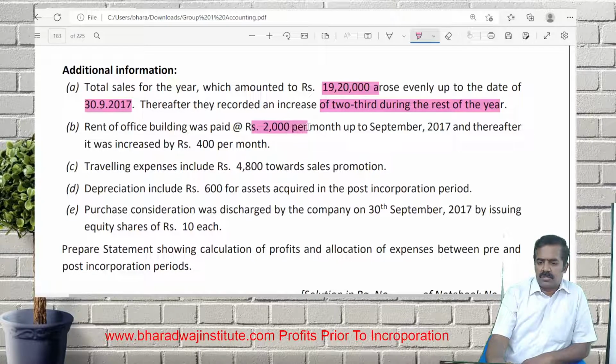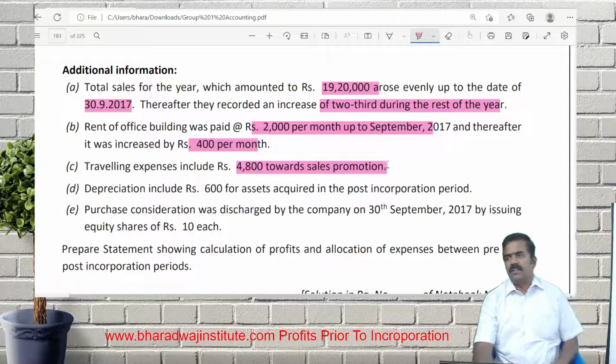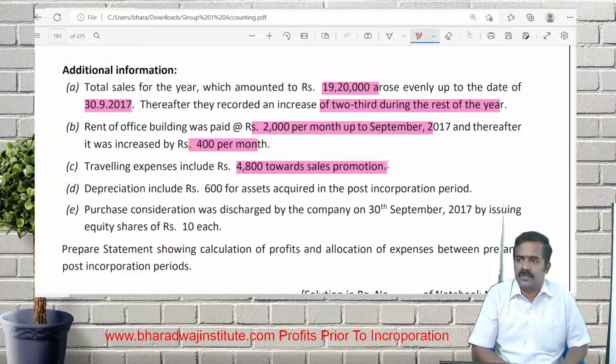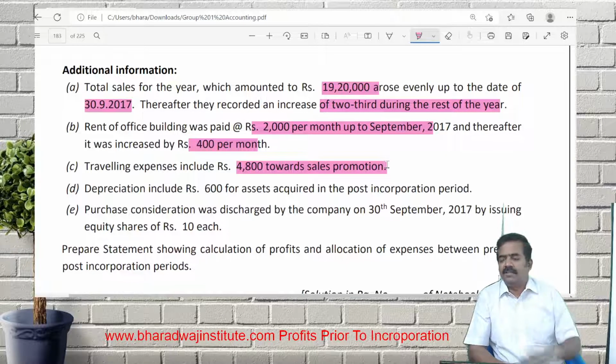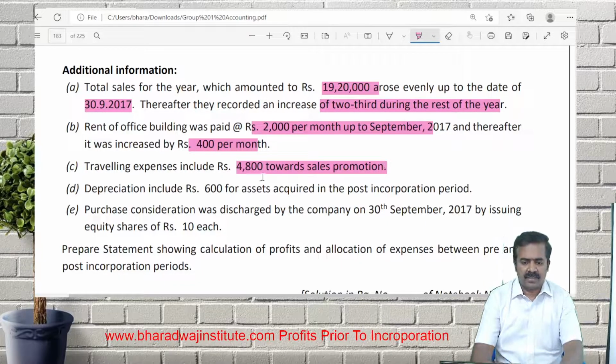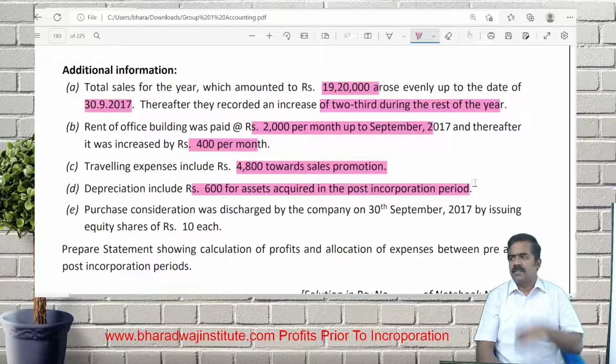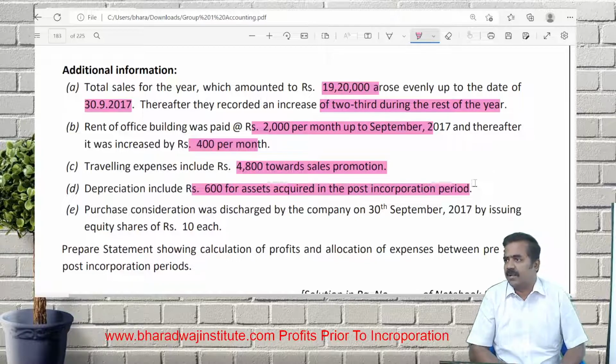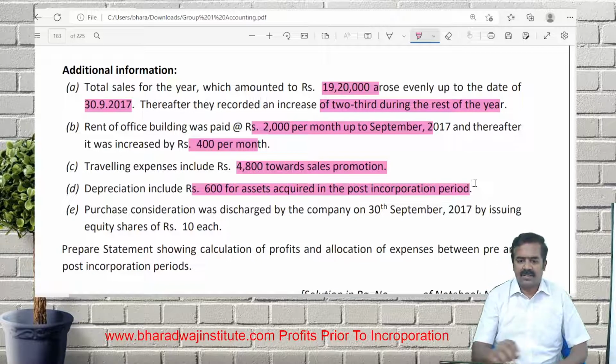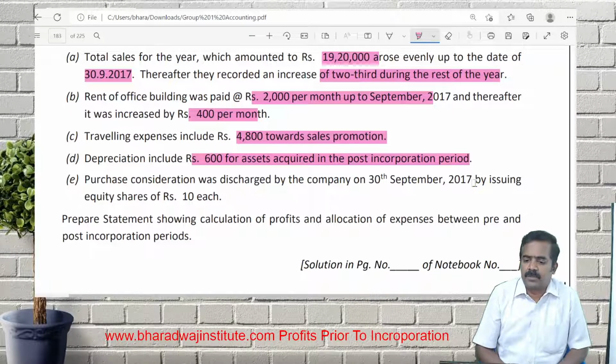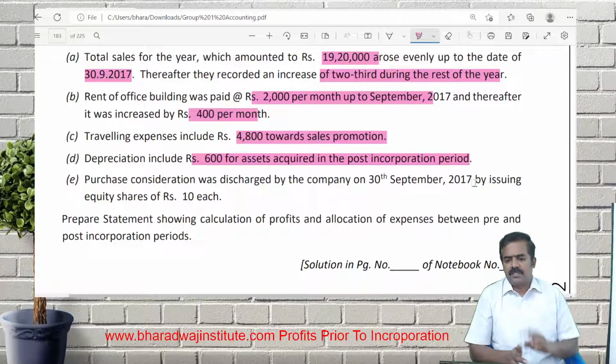Rent was 2,000 per month up to September. Thereafter increased by how much? 400 per month. Traveling expenses 4,800 is for sales promotion, which means this will be apportioned in which ratio? The sales ratio. Remaining will be apportioned in time ratio. Then depreciation 600 is for the post incorporation period, means the remaining will be apportioned in time ratio. The 600 is for assets acquired during the post incorporation period, which means the remaining assets would have been from the beginning of the year.